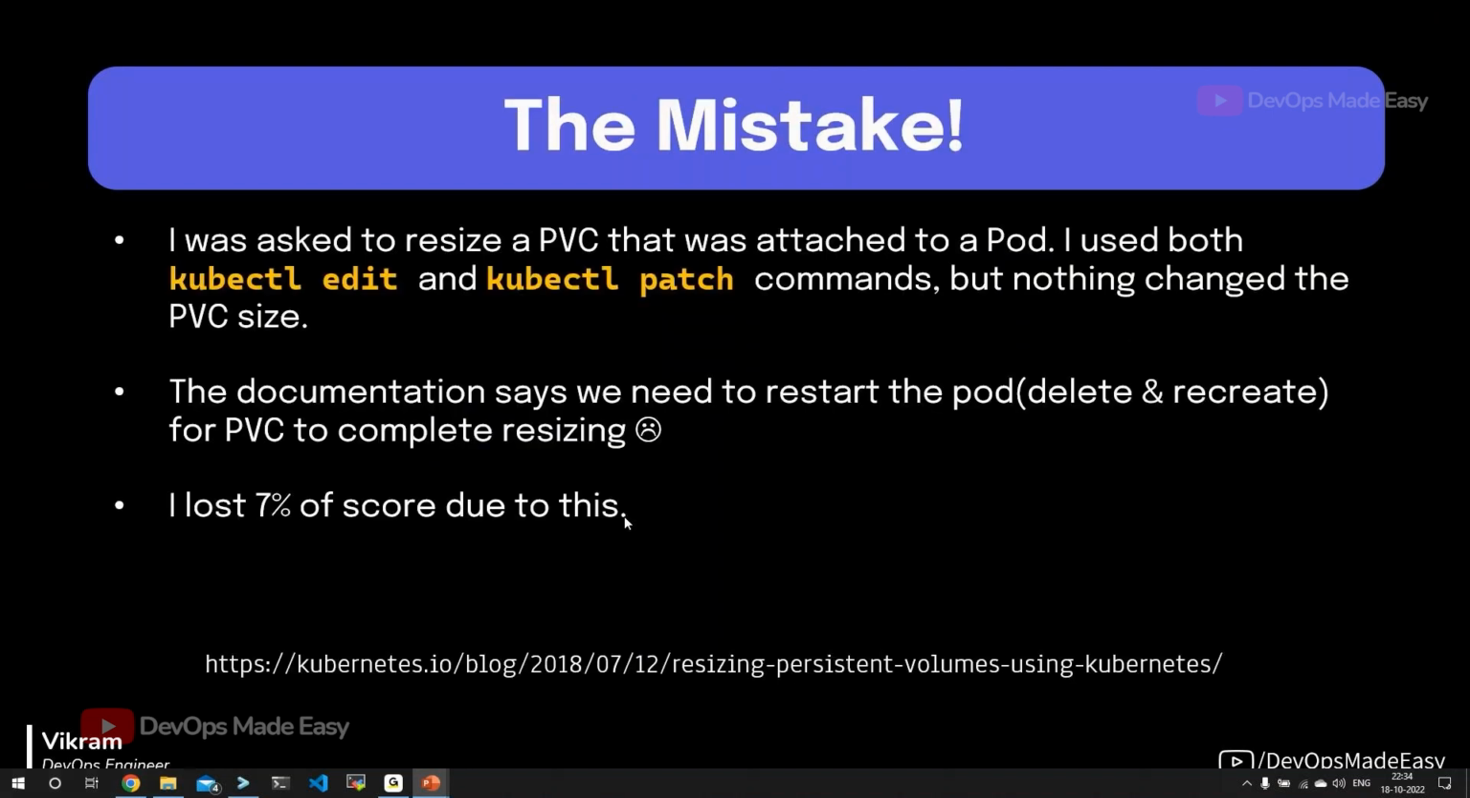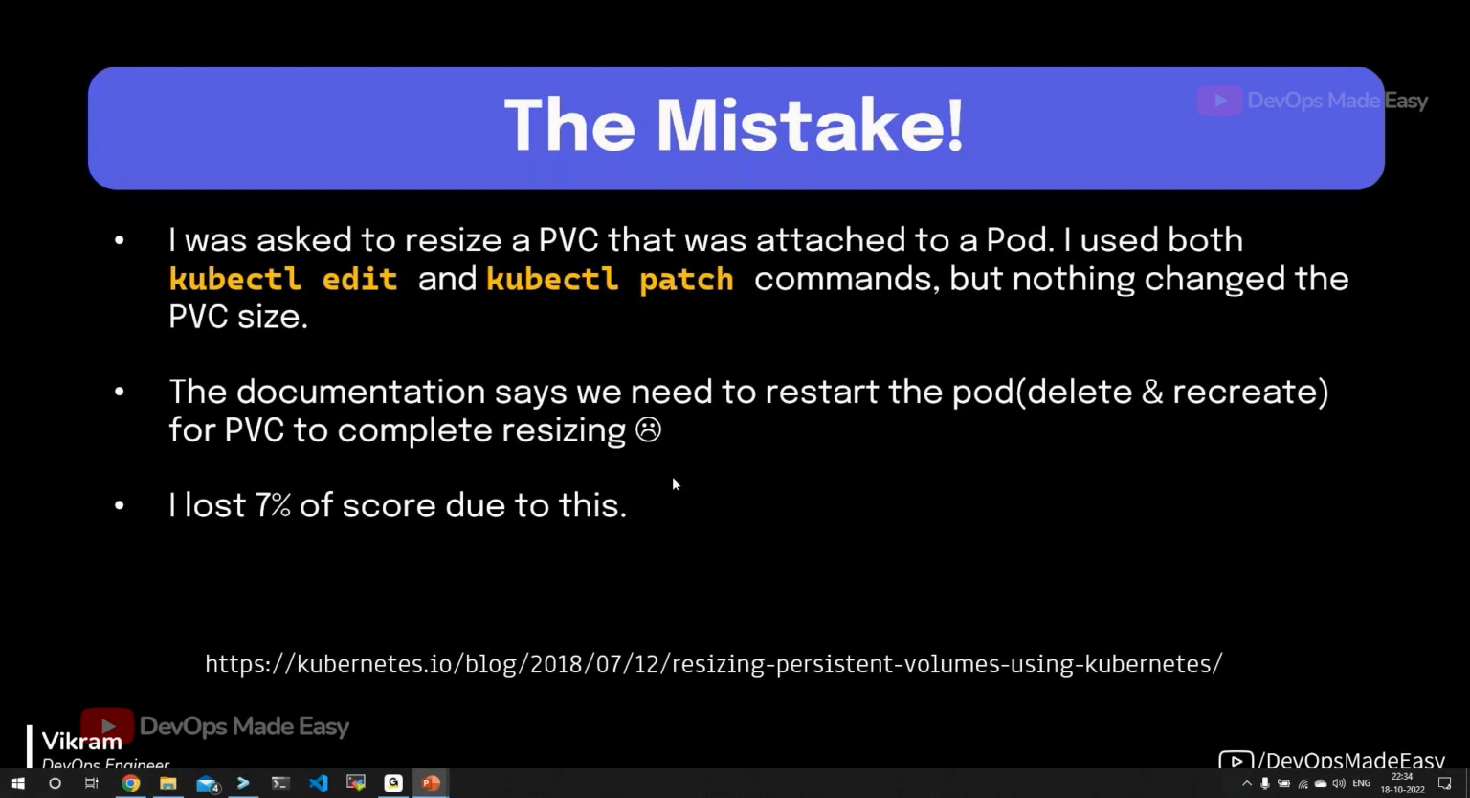Why I missed those 13 marks is I got a question where I was asked to resize a PVC. The question was to create a PVC and attach it to a pod as a volume. I created a PVC and attached it to the pod, everything was fine, and then they asked me to increase that PVC to a certain size. I was editing the PVC using both kubectl edit and kubectl patch, but nothing was changing the PVC size.